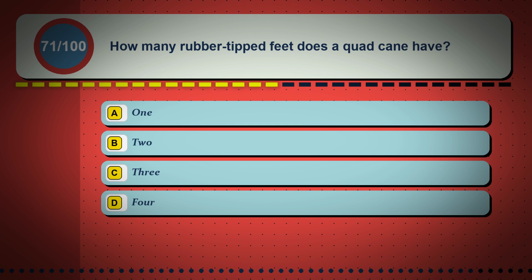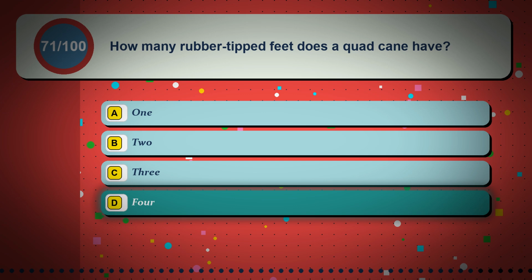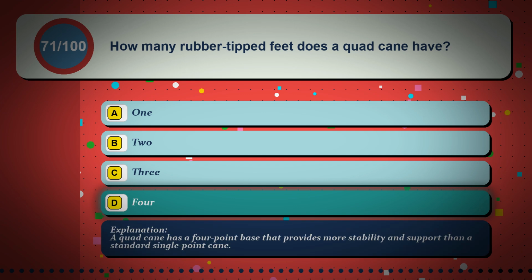Option A, 1. Option B, 2. Option C, 3. Option D, 4. The correct answer is option D, 4. A quad cane has a 4-point base that provides more stability and support than a standard single-point cane.